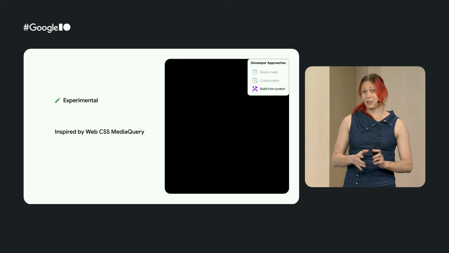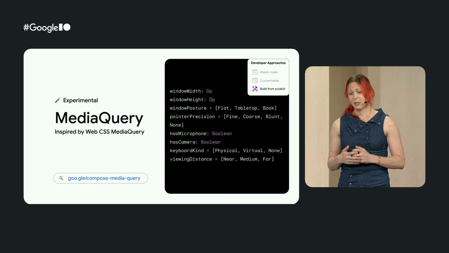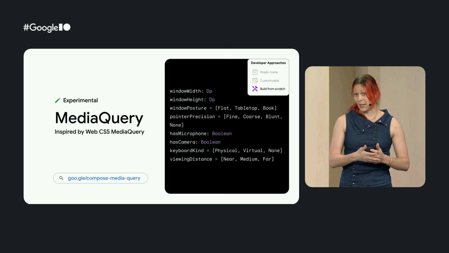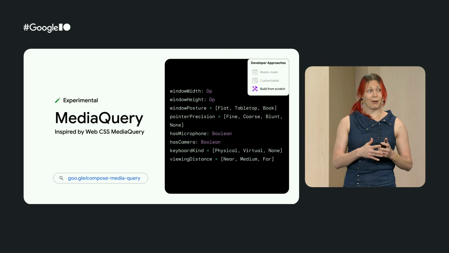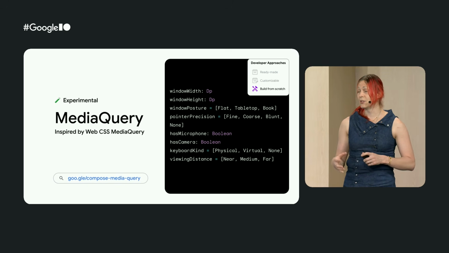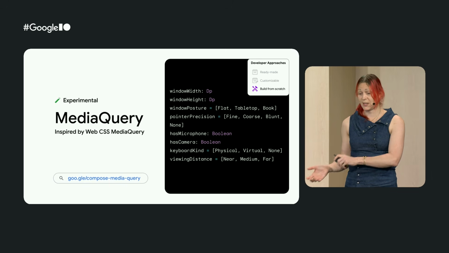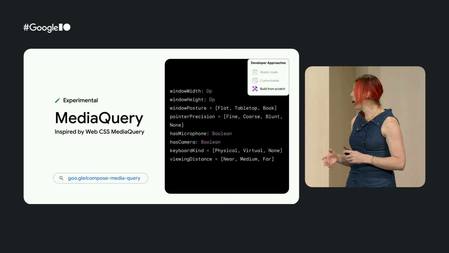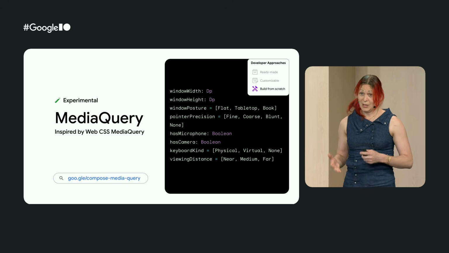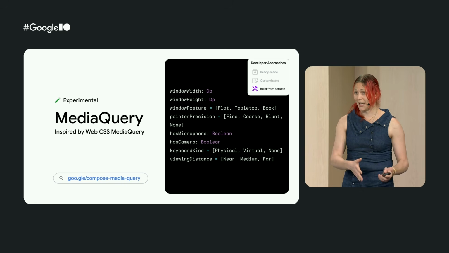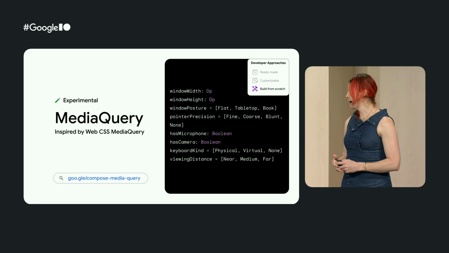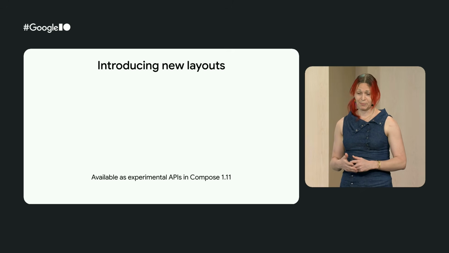Gathering conditions to determine which of those scene strategies to show can be difficult. The experimental media query API for Compose provides a declarative way for you to get signals from the environment, like window size or pointer precision, and make decisions based on that. This API is going to grow, and we need your input. So check it out and let us know what you think and what's missing and what's working well.